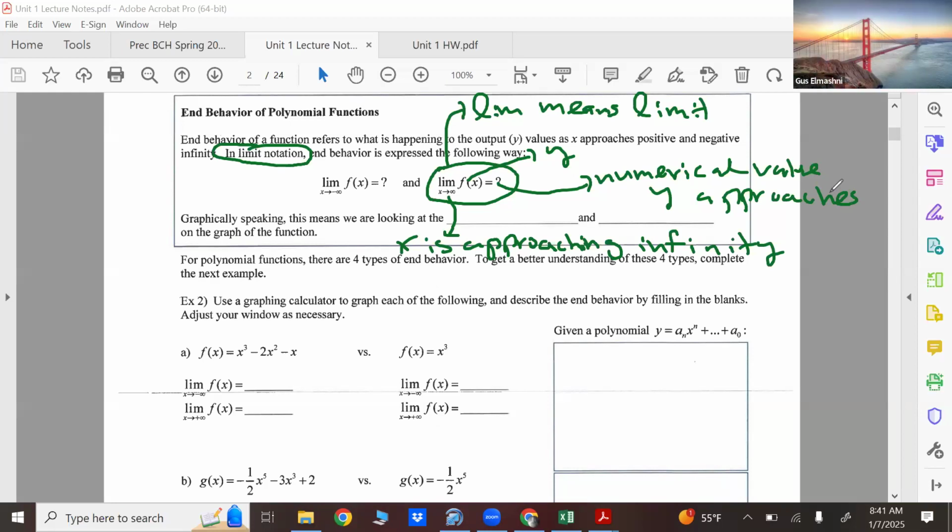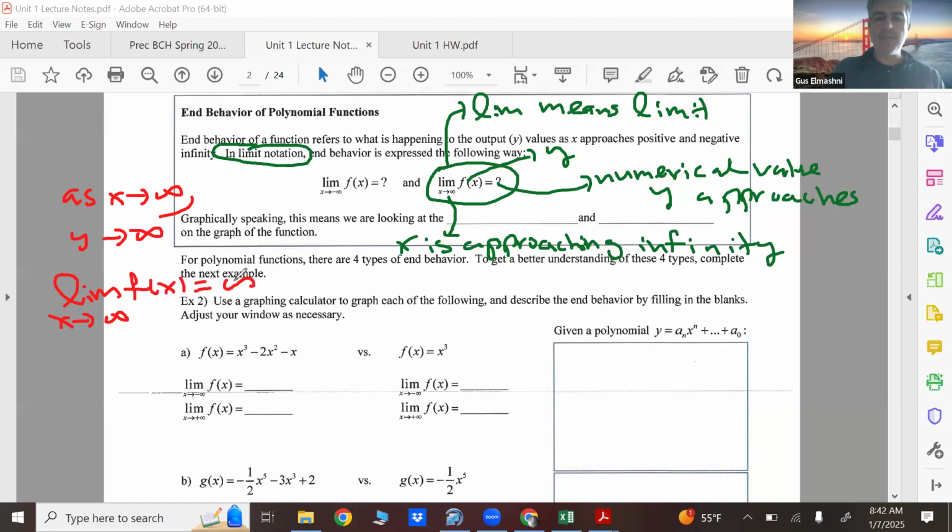You guys have seen it already. Like you could say, as x does this, what does y do? That's where you guys would write it. As x approaches infinity, you'd say y approaches infinity, right? You guys have seen that at least, right? The way you write it as limit notation, you write it like this: limit, x approaches infinity, f of x. Those are equivalent statements, just so you know.